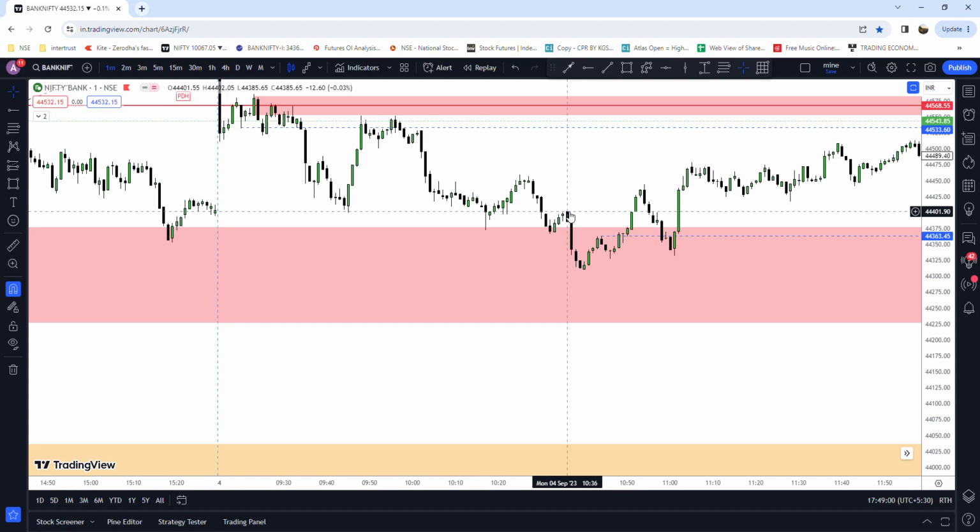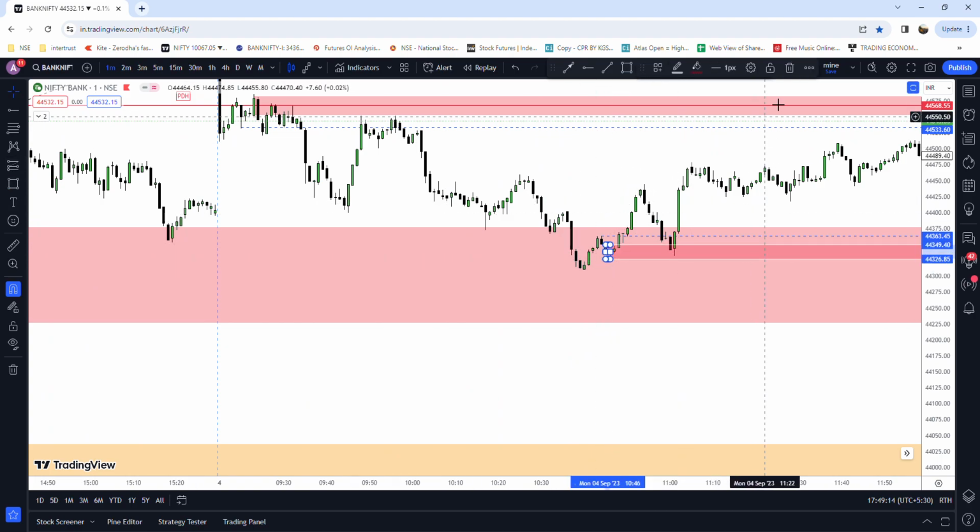Price couldn't break this high. Before it could break this high, another high was marked over here. But at this time, price broke this interim high. As soon as price broke this high, I marked a zone here. As you can see, price came, hits the zone, boom.